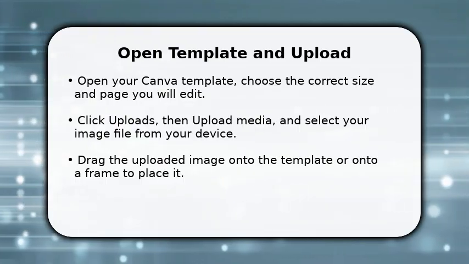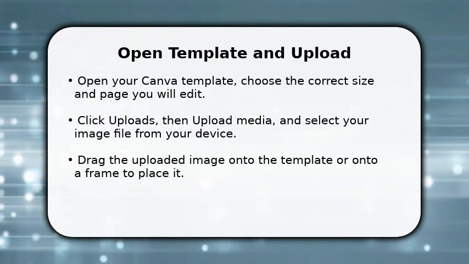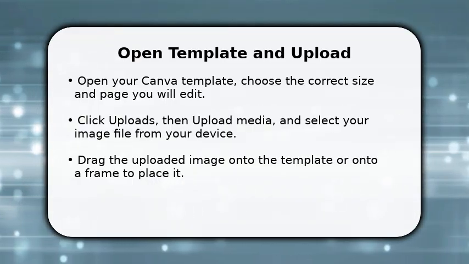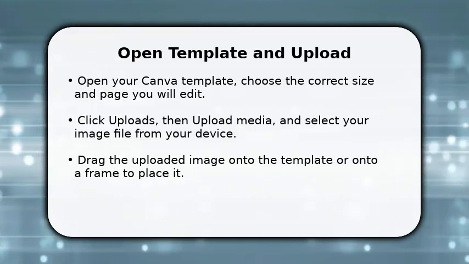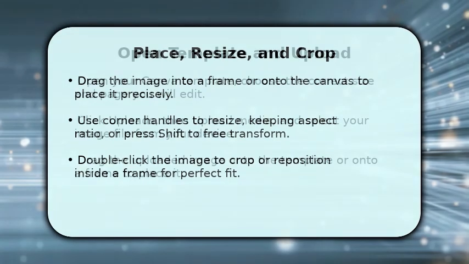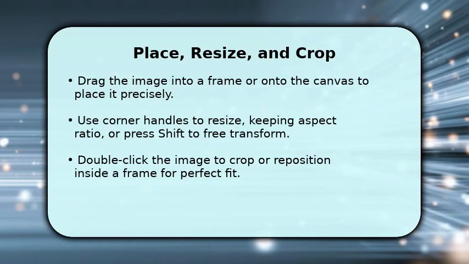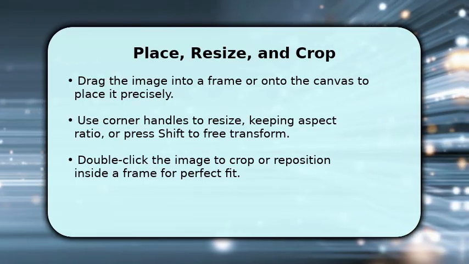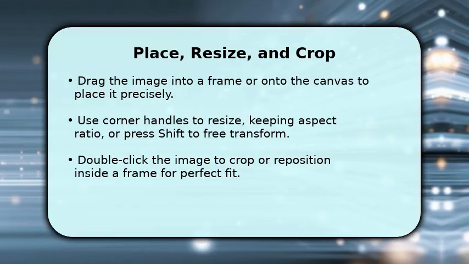Wait for the upload progress to finish and then hover the image to prepare for placement. This simple sequence opens the template and imports your picture for editing. Drag the uploaded image into a frame or onto the canvas for placement. Use the corner handles to resize while holding Shift to constrain or release for free transform.